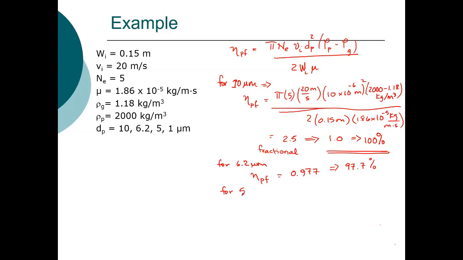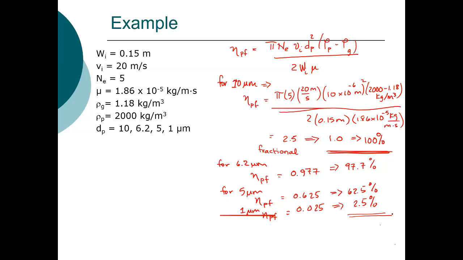For the 5 microns, same equation. The only difference is, again, the diameter of the particle, and you will get 0.625 or 62.5%. And then for the 1 micron, the efficiency is 0.025, so it's 2.5%. So you can see, as we decrease the size of the particle from 10 down to 1, under these plug flow conditions we go from calculating an efficiency of 100% to calculating an efficiency of 2.5%. So you can see the significant impact.